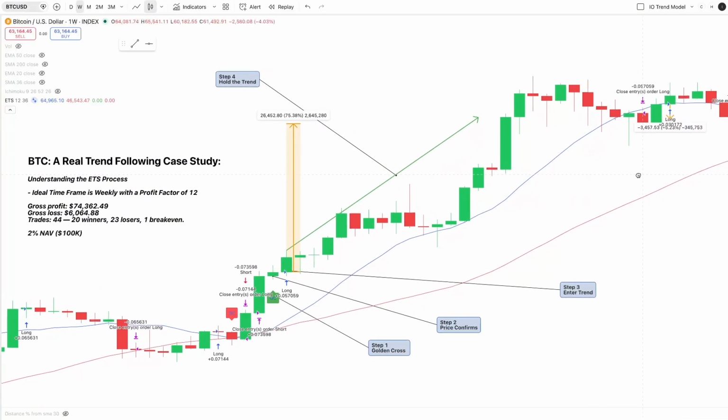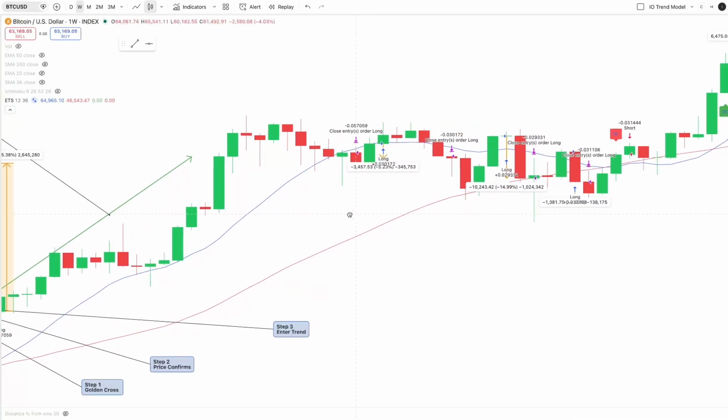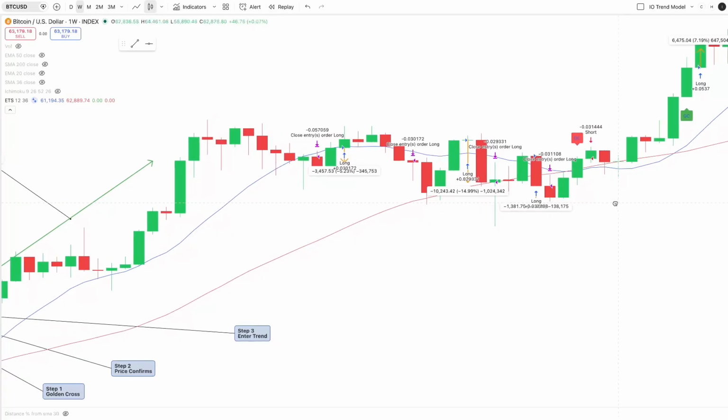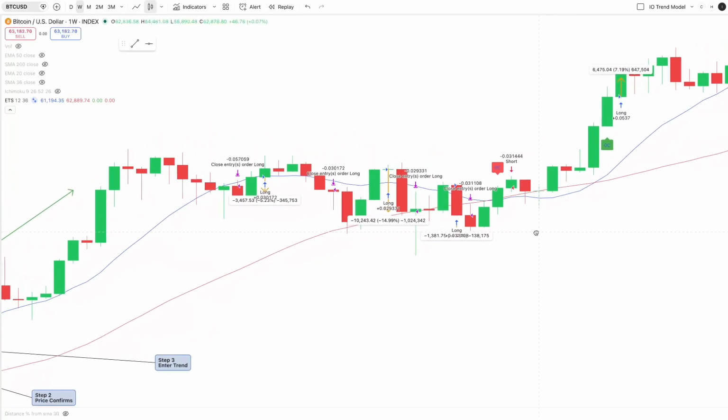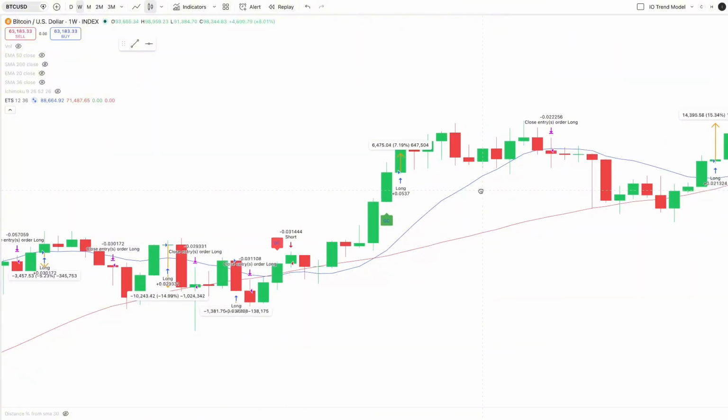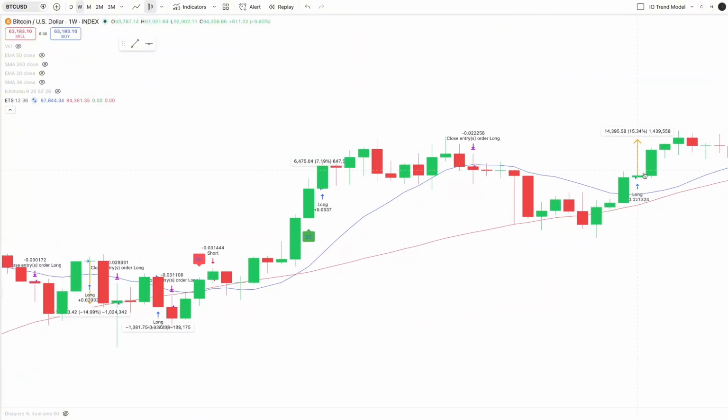And if we continue on to the present day, you'll see there is periods where it is a bit choppy and you're going to have a few losing trades. So this one, 5% loss. The next one was a 15% loss. Next one was a 2% loss. Then we go again and get a 7% gain. Then we go again and get a 15% gain.